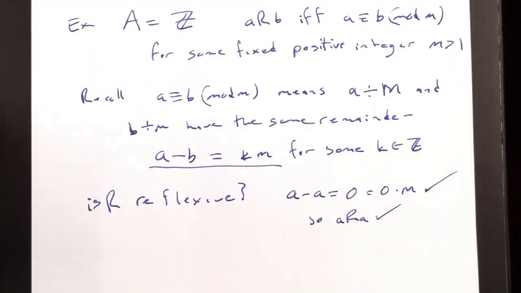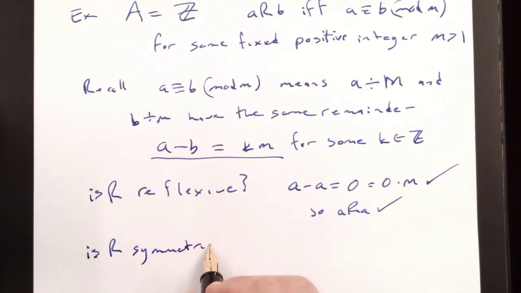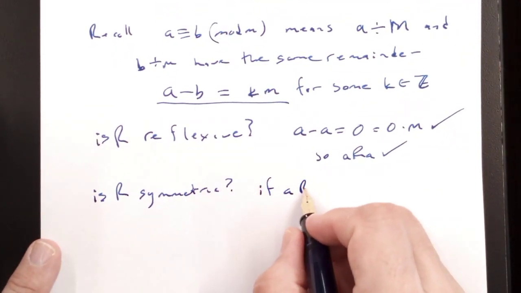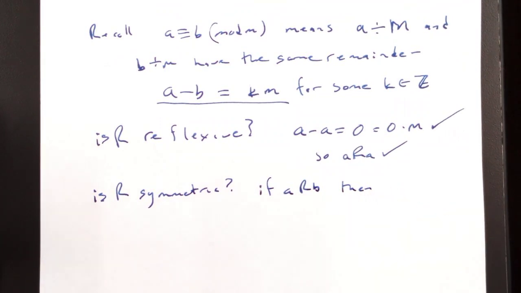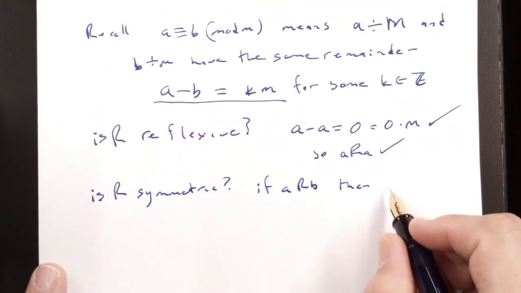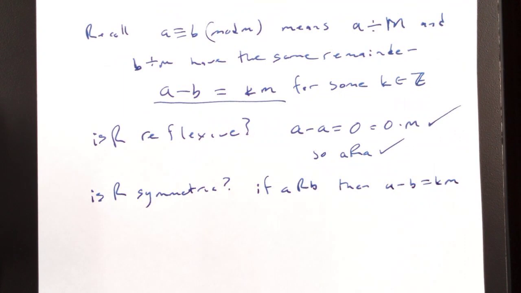How about symmetry? Well, symmetry is an if-then. So let's say if A is related to B, then what? What does that mean? Yeah, but that means this, doesn't it? Okay. I want to show that B is related to A. But if I want to show that B is related to A, I need to be looking at B minus A rather than A minus B. Yes?